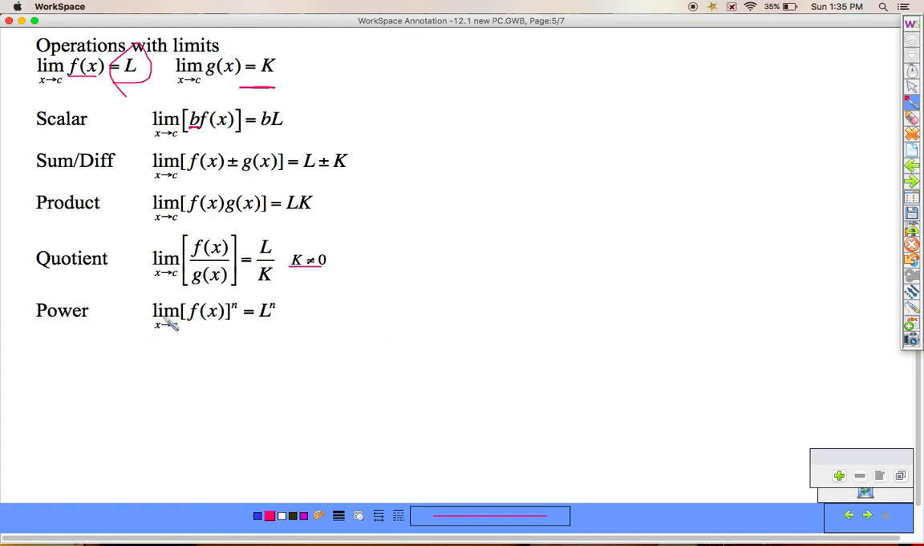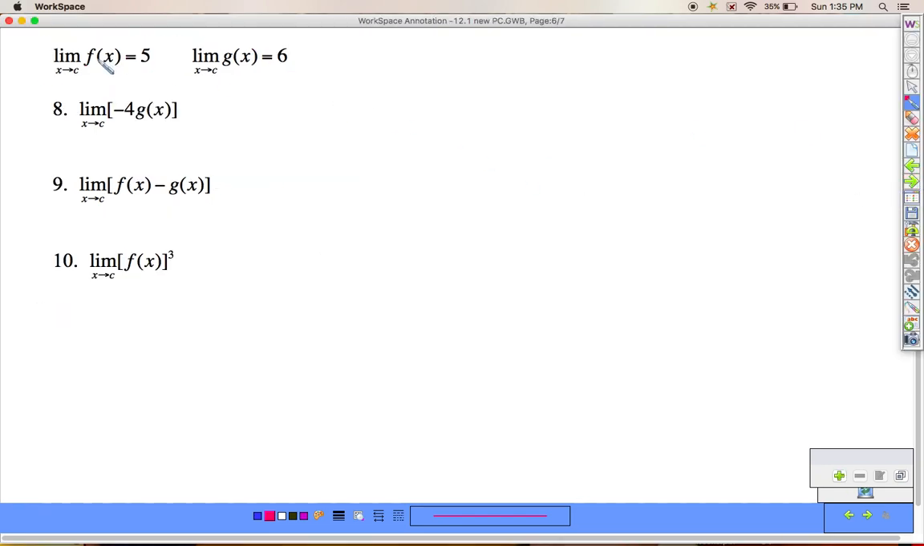And the last one's a power. If I take the limit of f of x raised to the nth power as x approaches c, I'm going to take my answer and raise it to the nth power. So we're just doing this math that's inside. We're taking the answer and doing the same math as on the inside.